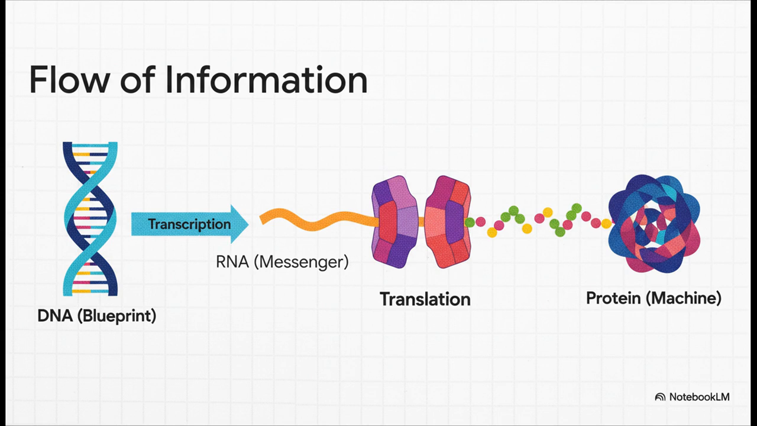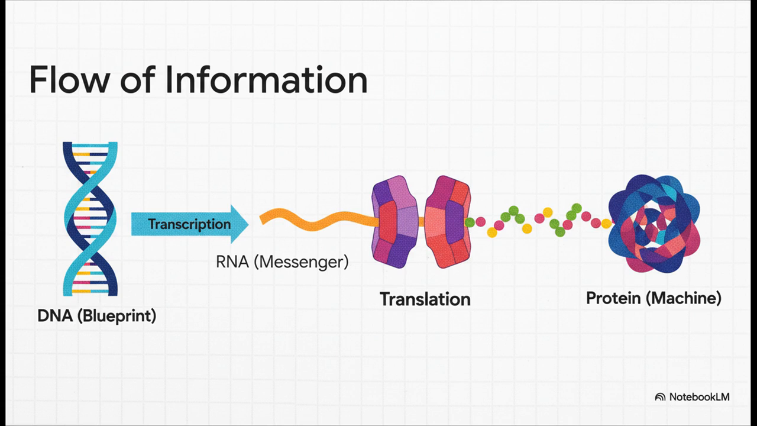That messenger then travels to the ribosome, our factory, where it's read during translation. The ribosome builds a protein chain, which finally folds into a complex 3D machine that goes off to do a very specific job in the cell. Blueprint to copy, to construction, to the final working product.